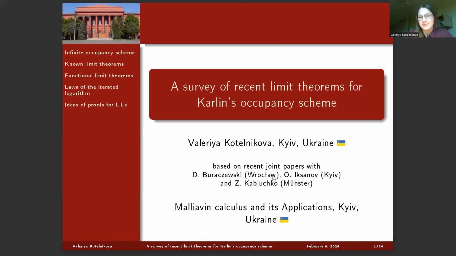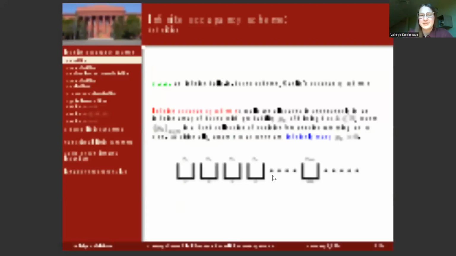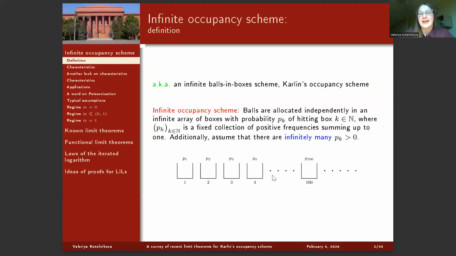But before jumping to those limit theorems, I want to introduce Karlin's occupancy scheme to you and also show which limit theorems have been known before. So let's start. The infinite occupancy scheme is also known as Karlin's occupancy scheme, and you can also meet the name infinite balls in boxes scheme, but the core stays the same.